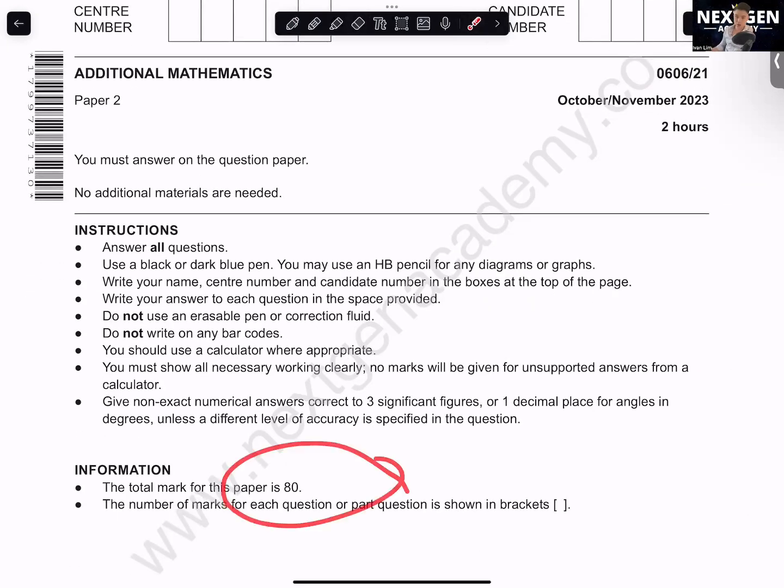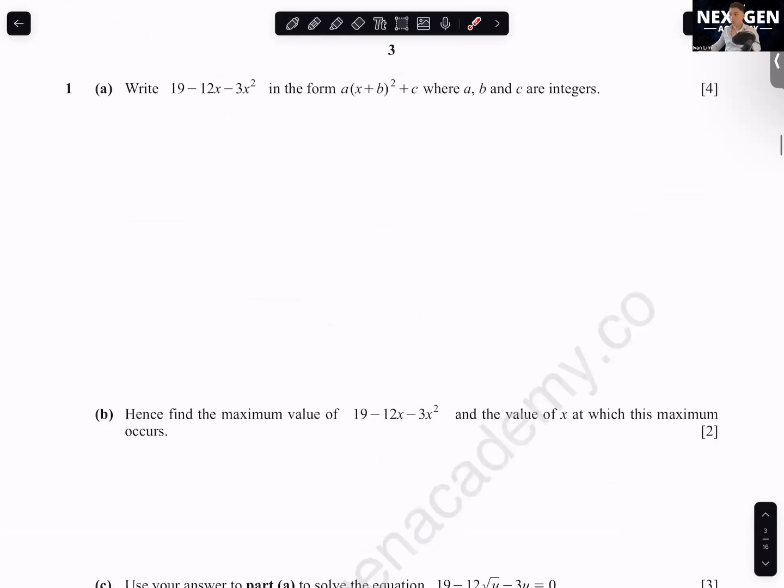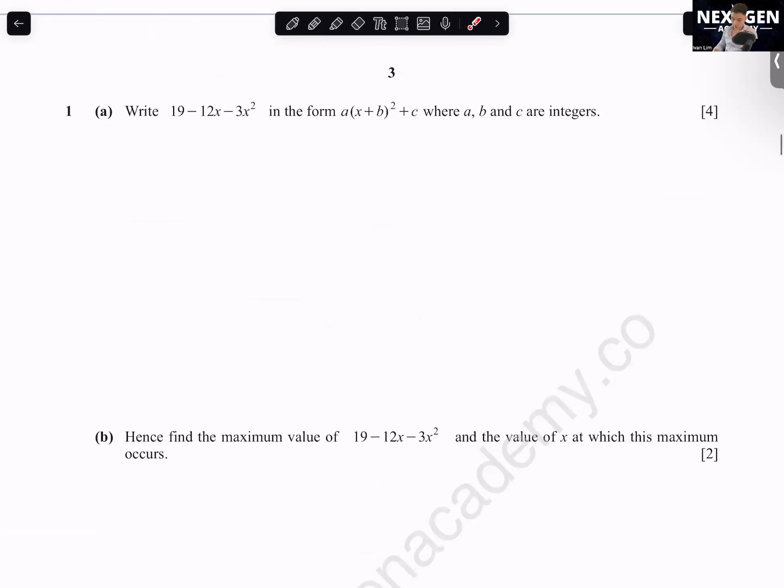Okay, this is an 80-mark question. Same thing as your paper 1. I'll go straight into it. Question 1A. They want us to write 19 minus 12x minus 3x squared in the form a bracket x plus b bracket square plus c. A, B, C are integers. What form is this? We first have to identify this. From math also you all should know already, right? CTS form. Okay, very good.